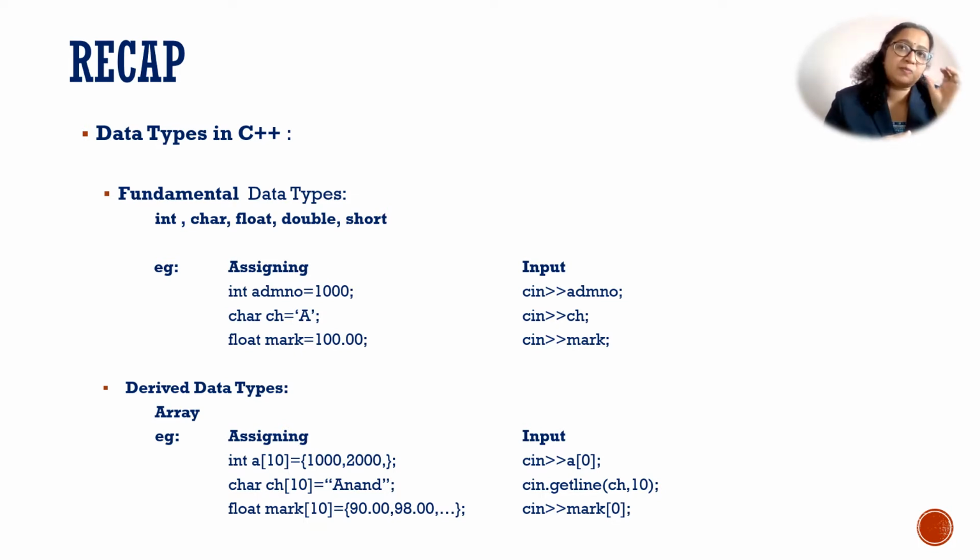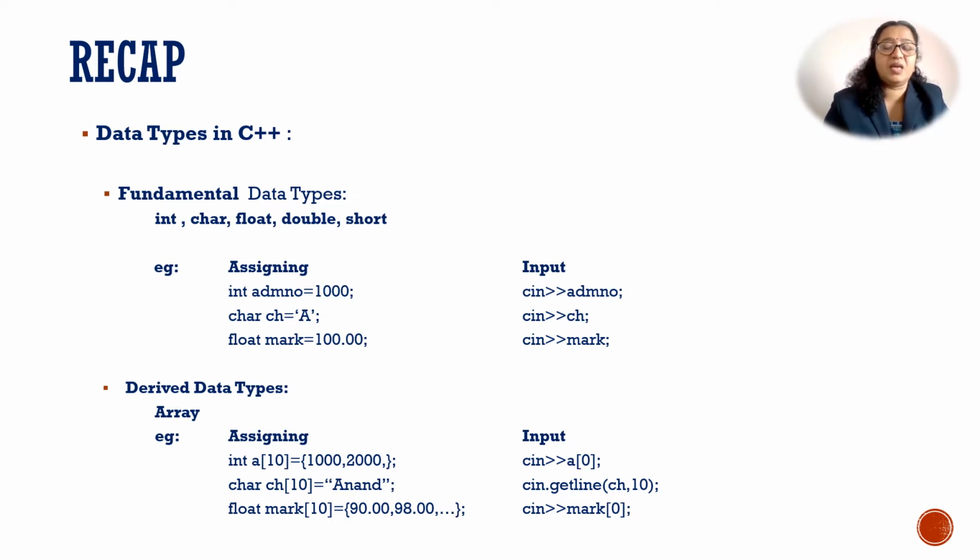First we specify what type of data we are going to store in that variable. If it is an integer, int, space, then the name of the variable, then put a semicolon. If it's a character, char, space, then the variable name and semicolon. I gave you some examples here: int ADMNO = 1000. ADMNO is the variable here, and 1000 is the value I want to assign to ADMNO, and it is an integer data type.